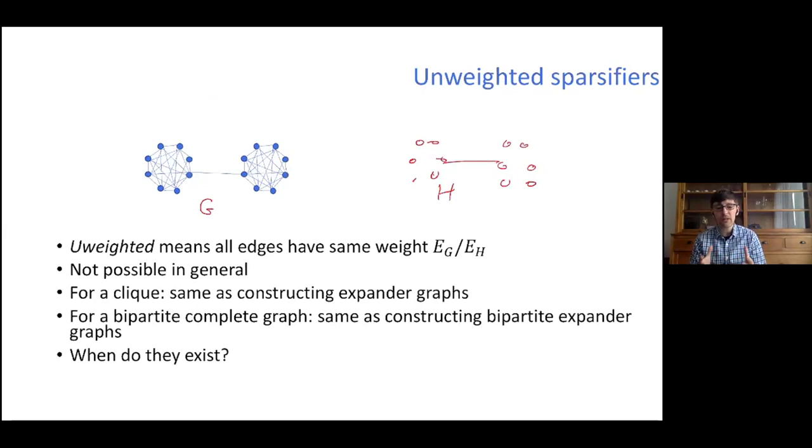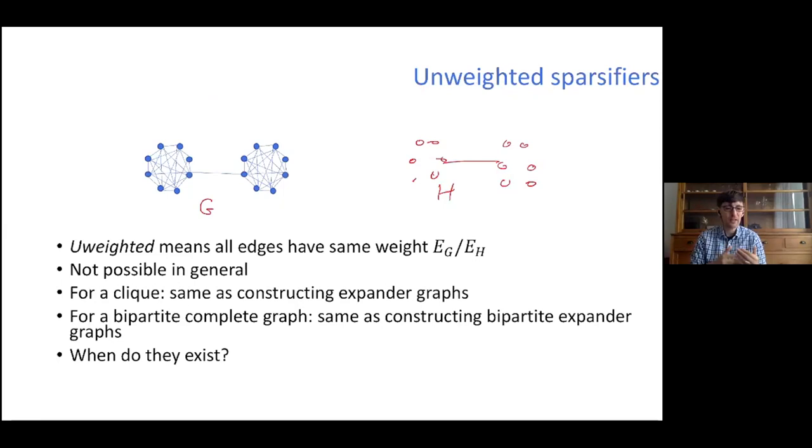So for some graphs, unweighted constructions are not possible, although for some other graphs, unweighted constructions are possible. Like a clique is very well approximated by a scaled expander. A bipartite graph is very well approximated by the scaled bipartite expanders. So for what graphs are there unweighted constructions that we can think of as some kind of generalizations of the notion of expanders? It's sort of graphs that are to these other graphs what expanders are to cliques.